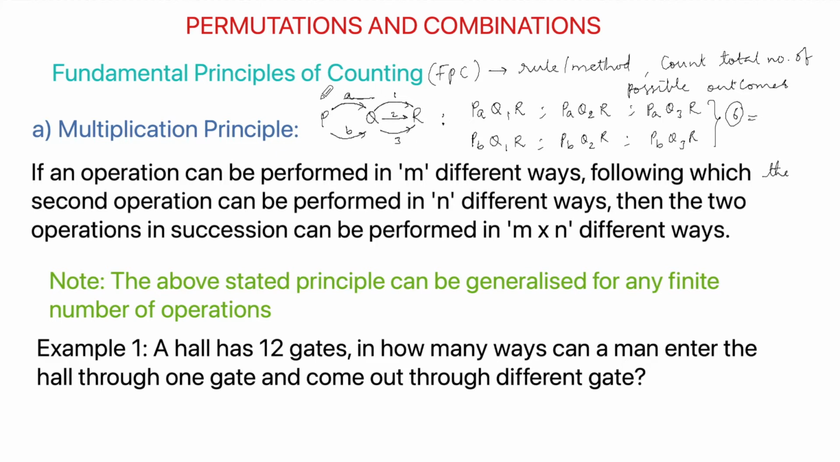Now without actually counting these many ways, by using our multiplication principle, this is the first operation, P to Q, which can be done in two ways. And the next, second operation, Q to R, which can be done in three ways. And one after the next, we have to do it. Like the second operation is dependent on the first operation. And hence we use the multiplication here, 2 into 3. So 2 threes are 6. So we can use the multiplication principle in such type of problems.